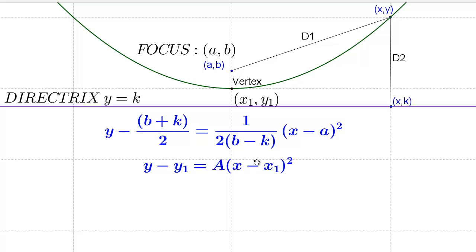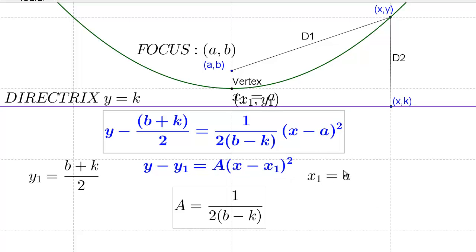And then we're going to call this thing capital A, which represents the coefficient in front of the (x minus a) squared term. So putting it all together, x1 is equal to a, y1 is equal to (b plus k) over 2, and this coefficient term, which we'll call capital A, different from little a, is equal to 1 over 2 times (b minus k).